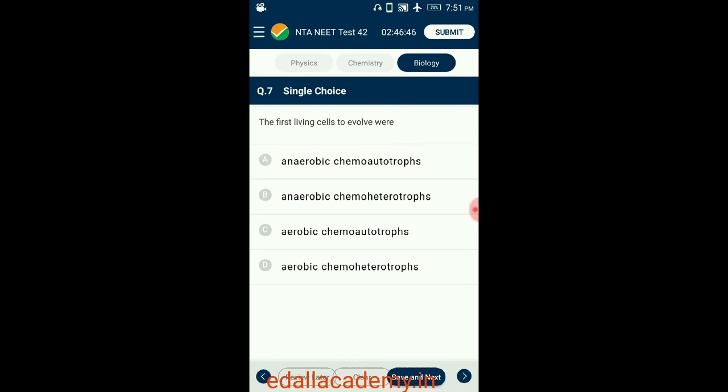Question number 7. The first living cells to evolve were. The first living cells were unicellular with naked DNA. There was no oxygen in the environment, hence they were anaerobic. They could not prepare their own food and derived their nutrition from the surrounding chemicals. Hence they were chemoheterotrophs. So the answer for this question is option B, anaerobic chemoheterotrophs.